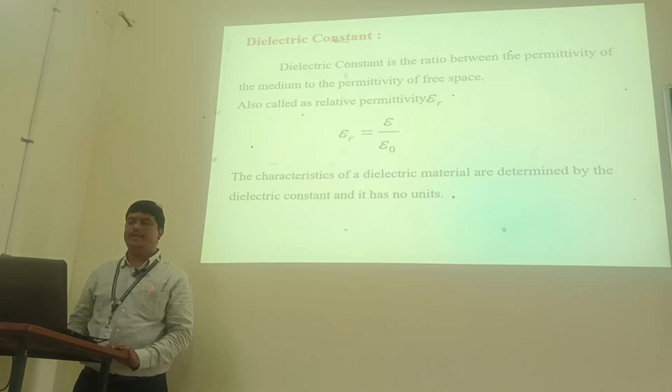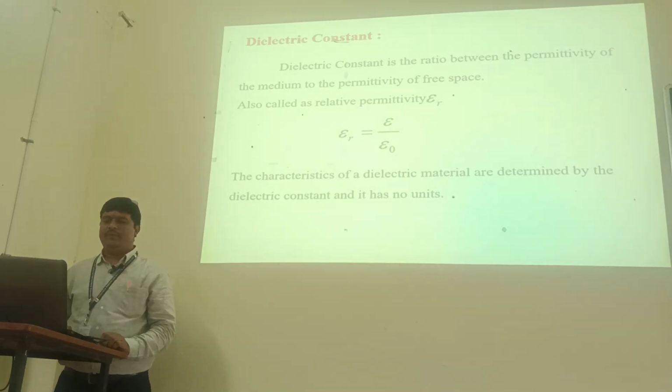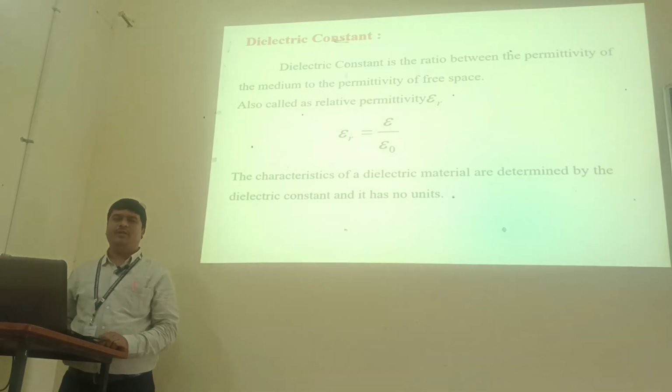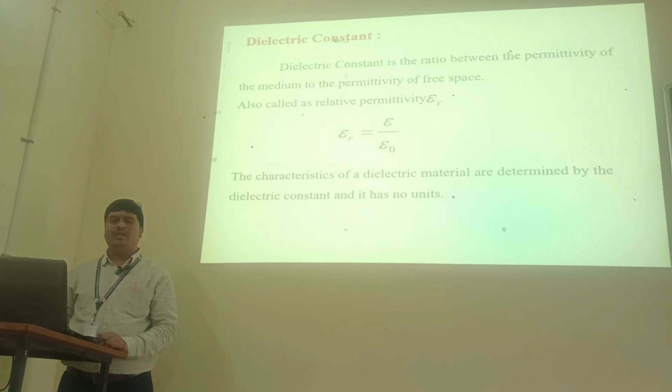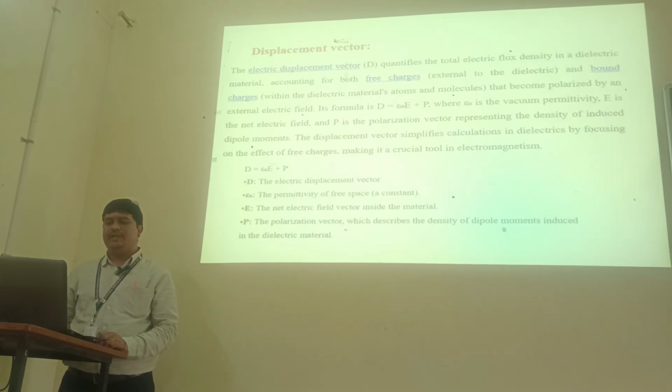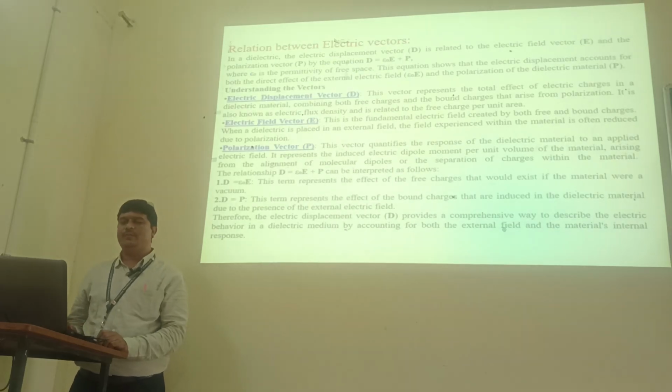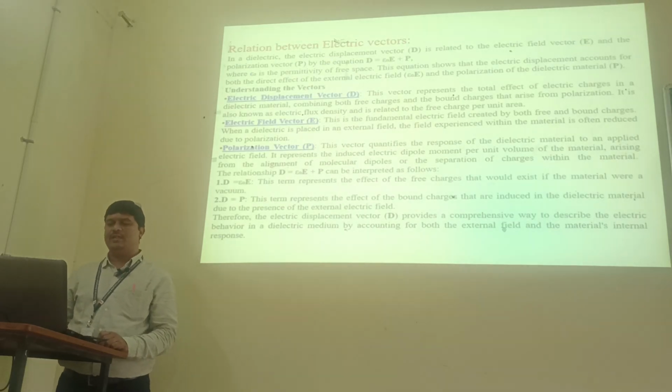The ratio between the permittivity of a material to the permittivity of free space is called the dielectric constant. Epsilon r equal to epsilon by epsilon naught. Next, the displacement vector D equal to epsilon naught E plus P. This is the relation between the vectors, that is D equal to epsilon naught E plus P.